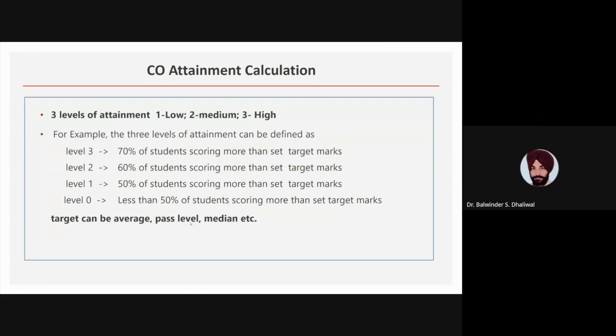I think this is clear to all the participants, or is there any query related to these level settings? This is the first point which we need to be very clear about for doing these CO attainment calculations. Any query about this slide?